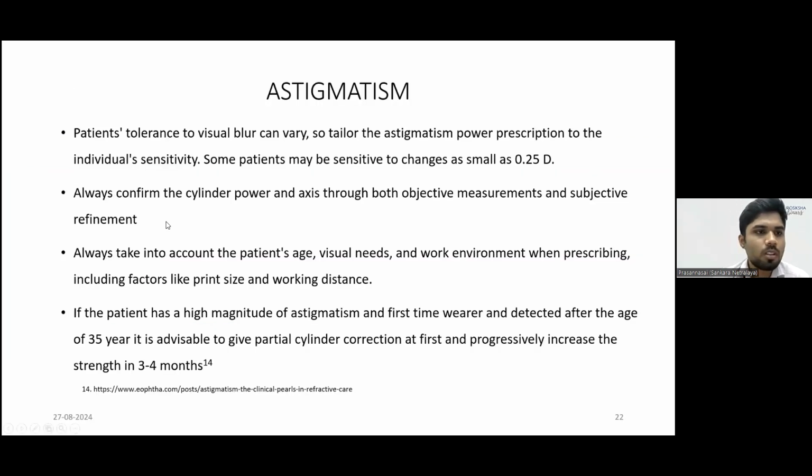So astigmatism. Even a small change in the power in the astigmatism, the patient will be very symptomatic. So it's better to do the proper refinement procedures, objective and subjective methods. And always take into account the patient's age, visual needs, working environment when prescribing, and also the print size and working distances. Like in case the patient has a high magnitude of astigmatism and is being treated for the first time, detected after the age of 35 years, it is advisable to give partial cylinder correction at first and progressively increase the strength in the upcoming follow-ups.